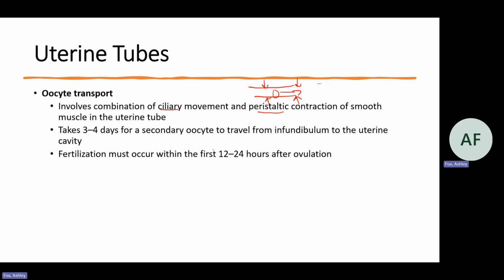It takes about 3 or 4 days for a secondary oocyte to go from the infundibulum, so that widening part, the beginning part of the uterine tube draped on the ovary, to get through the uterine tube to the uterus. Fertilization has to happen in the uterine tubes or the fallopian tubes. So that usually has to happen between 12 and 24 hours, so the oocyte's still in the uterine tube. Again, fertilization occurs, and then we're going to have multiple steps of division before it gets to the uterus.